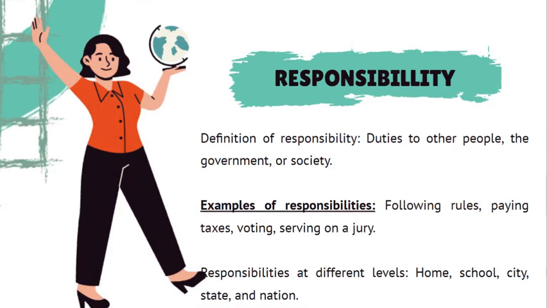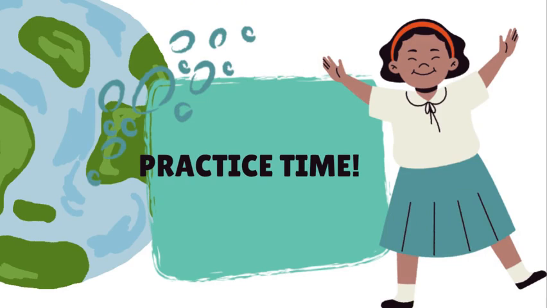Some of our responsibilities. So, responsibility is that duty to other people, the government, or our society. Some responsibilities are following the rules, paying our taxes, going out and voting, and serving on juries when called upon. The responsibilities at different levels vary between our home, school, city, state, and nation. So, some responsibilities at school might include cleaning up after yourself, making sure you bring your supplies. But at the federal level, it would be voting for our officers, petitioning whenever we don't agree with something like that.